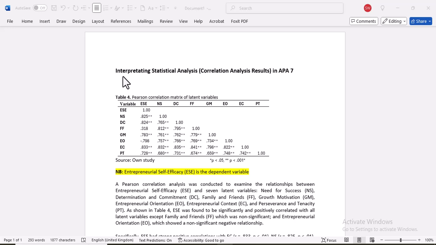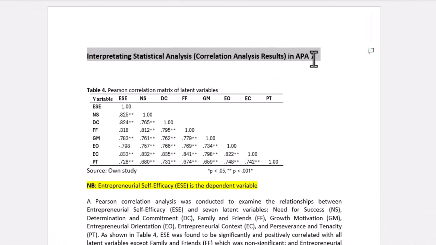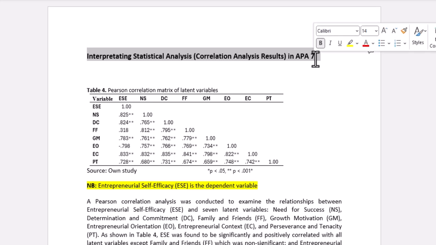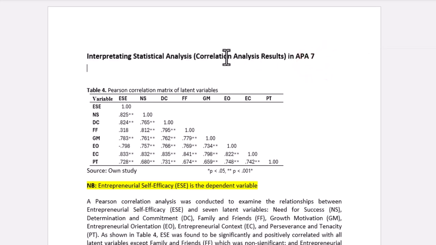Welcome again. In this tutorial I want to discuss how to do an interpretation of statistical analysis in APA 7, or we are going to see how we present an interpretation of statistical results, and how we format it in APA 7. For this case we are going to do a correlation analysis, so we are going to interpret the correlation analysis results.